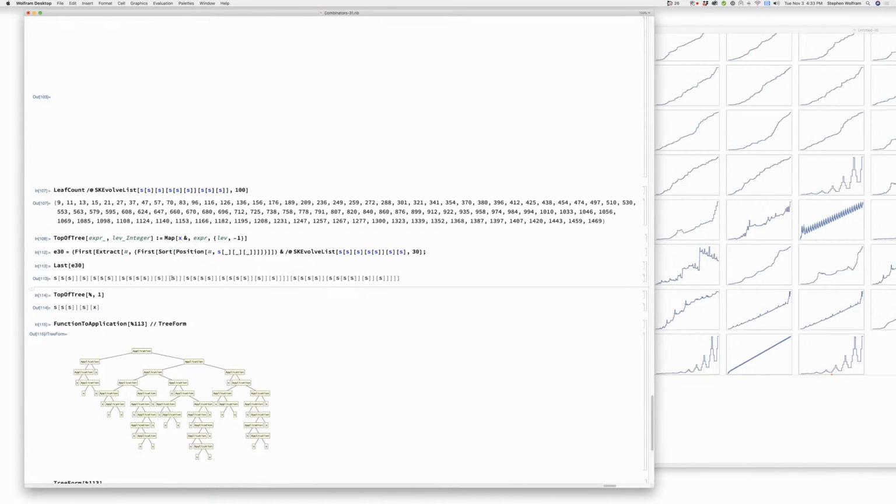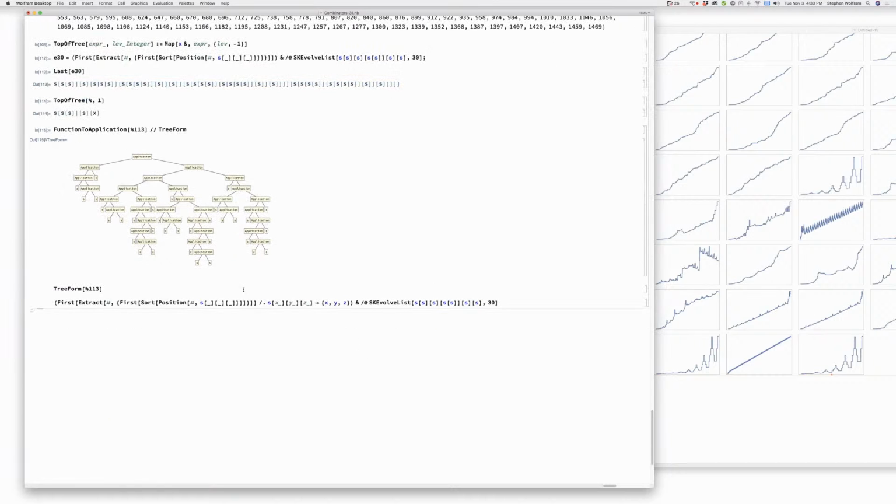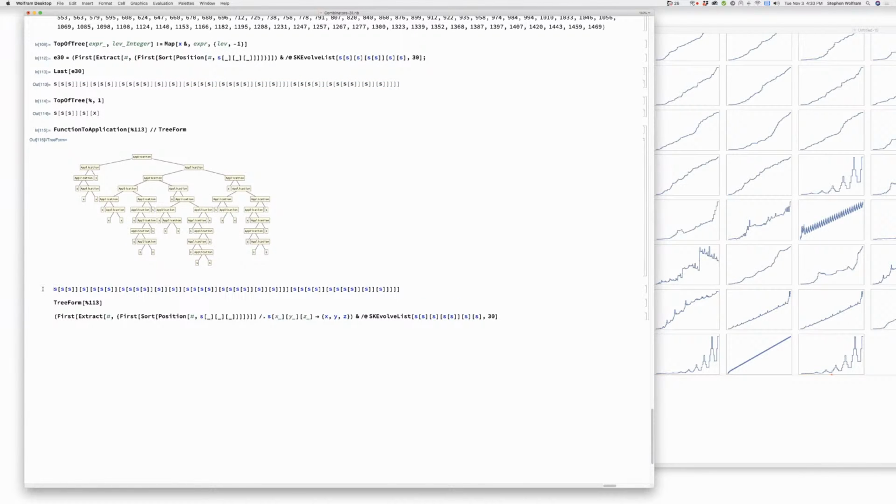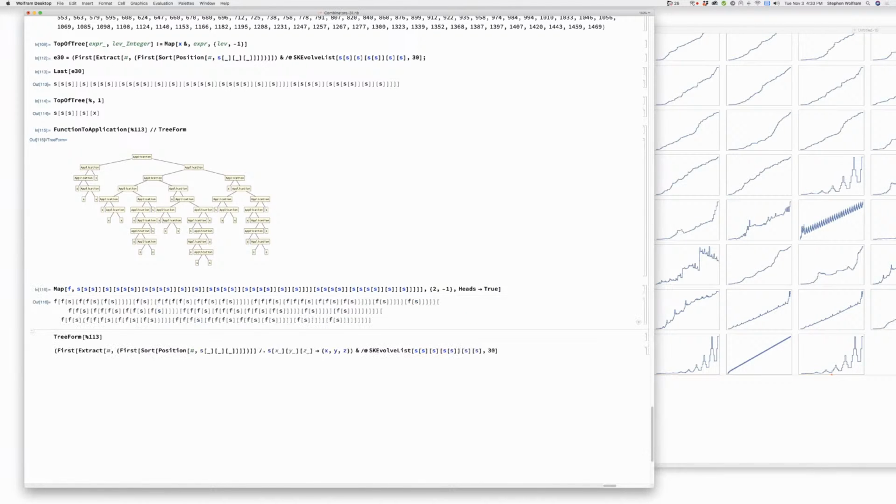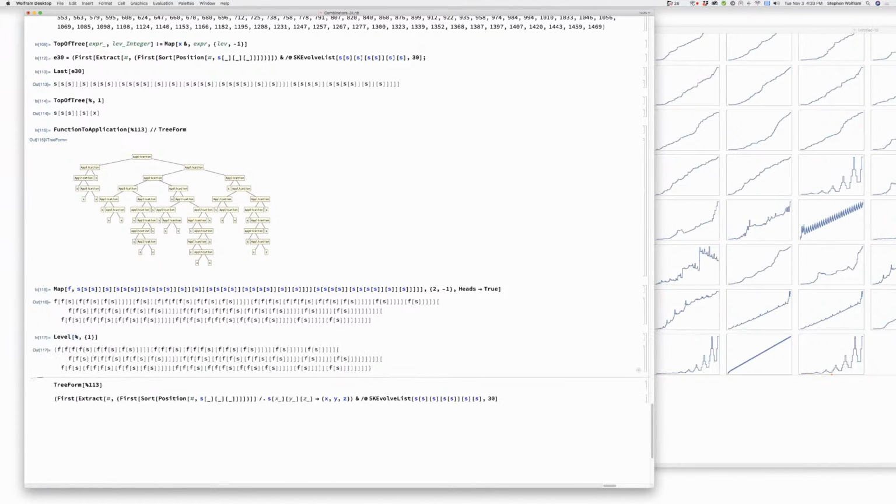At, well, here, I can test it by saying, I take this expression and I say, map onto this expression f at levels 2 through -1. Heads goes to true. Oh my gosh, this is hard to understand. My gosh. Well, I don't really understand this.